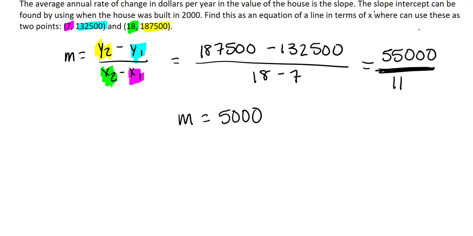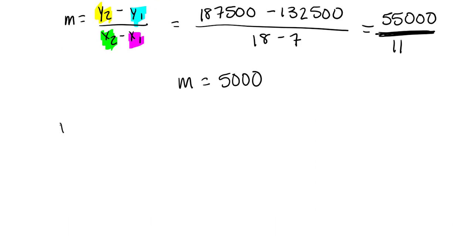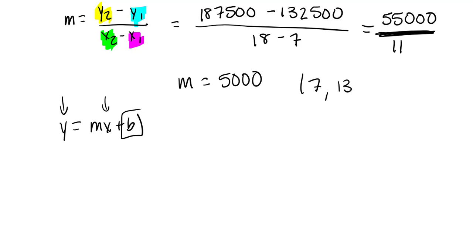So now, let's solve for the rest. If we have y equals mx plus b, we know what m is. All we need to do is pick any point, either x1 and y1 or x2 and y2, and then we'd plug them into our x and y, and then we'd solve for b. So let's just use x1 and y1. So let's use 7 and 132,500.